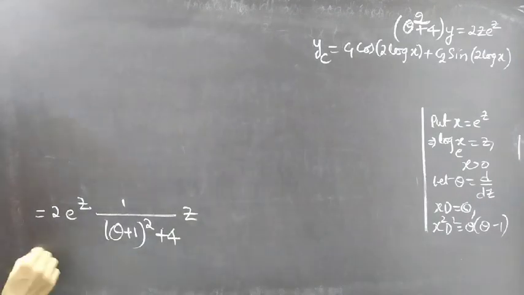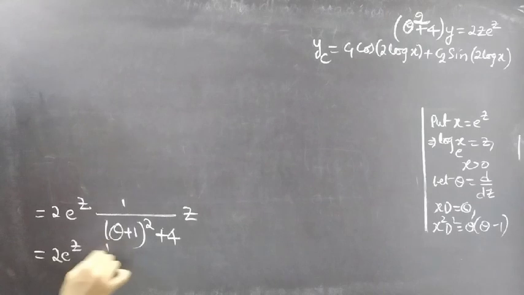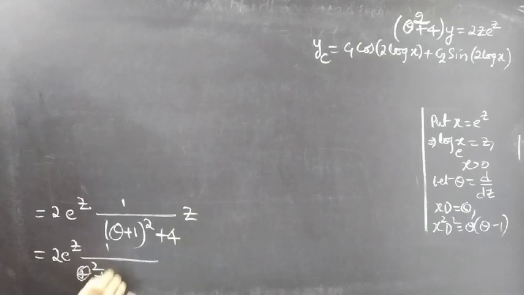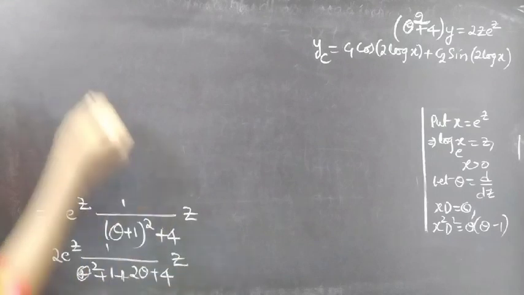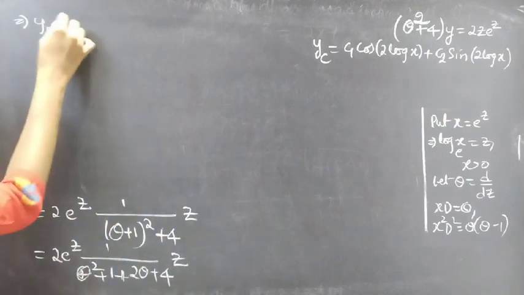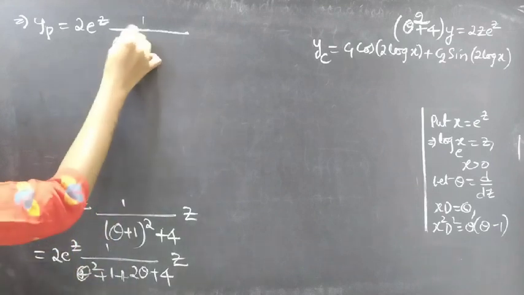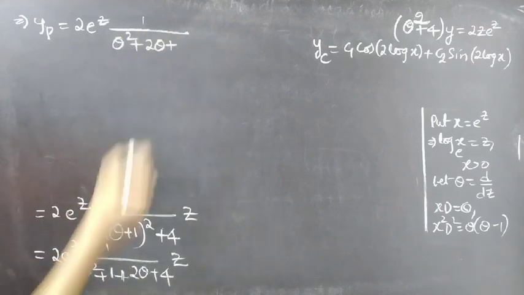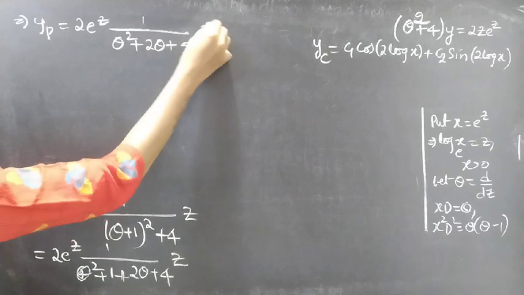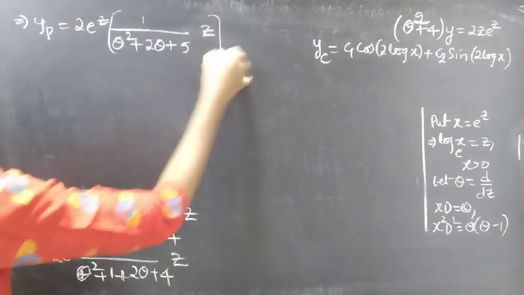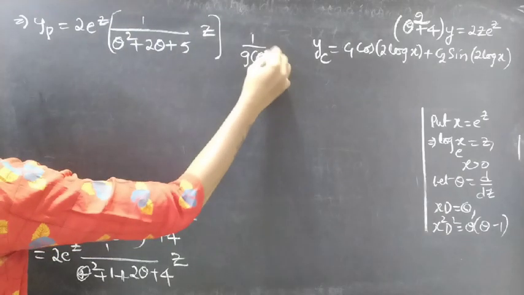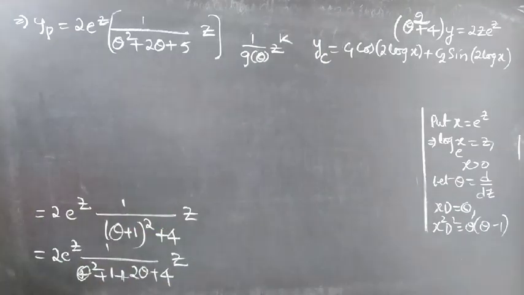Now Yp becomes 2 into e power z into 1 by, expand theta plus 1 whole square using a plus b whole square formula, we'll get theta square plus 1 square, 1 plus 2 theta, plus 4 into z. Then Yp becomes 2 e power z into 1 by theta square plus 2 theta plus 1 plus 4, 5 into z. See, this is of 1 by some function of theta into z power k form, right?